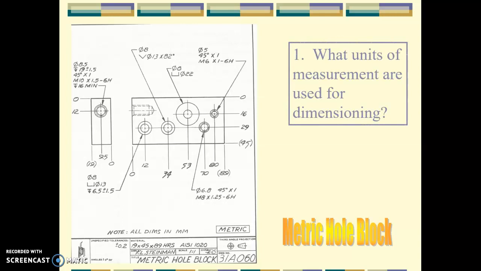Okay, let's look at a few example problems here. The units of measurement used in this are actually called out here in a general note. That's not always going to be the case. In fact, a note like this is not always going to be present either. Sometimes you just have to look at the dimensions to figure it out. So if you look at the dimensions and you notice you're not seeing a whole lot of decimals, you're seeing primarily whole numbers, and those numbers are a bit larger than what you're used to seeing, you're probably looking at a metric drawing.